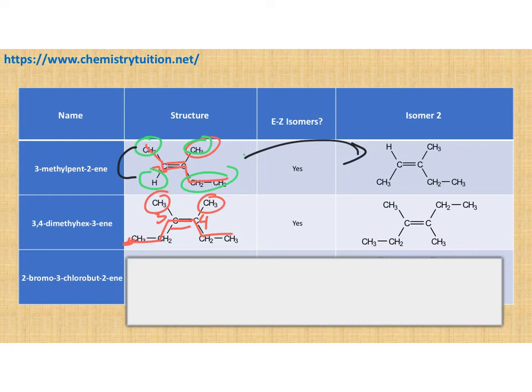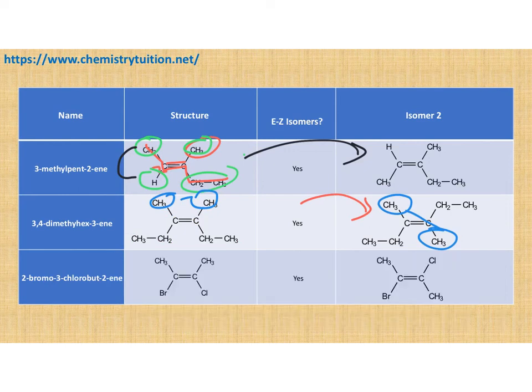So can we have EZ isomerism for that molecule? Well, yes, we can. And the reason why is because on this carbon, you've got a methyl and an ethyl group. And on this carbon, you've got a methyl group and an ethyl group. So if I swap these 2 around now to get that structure there, which is, of course, different because in your first molecule, your methyl groups are on the same side of each other, and in this molecule your methyl groups are on opposite sides.